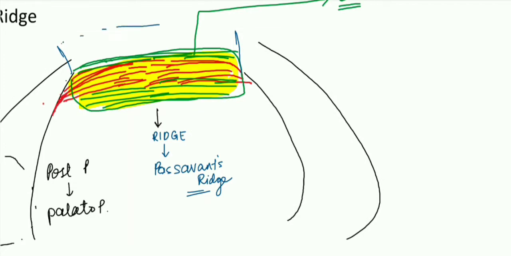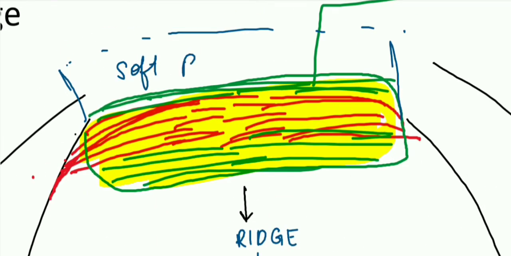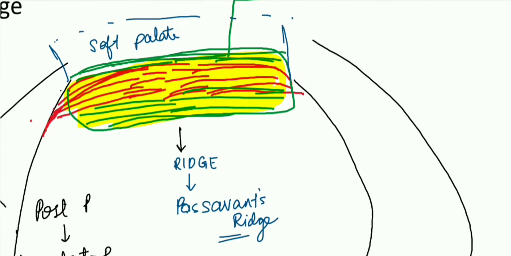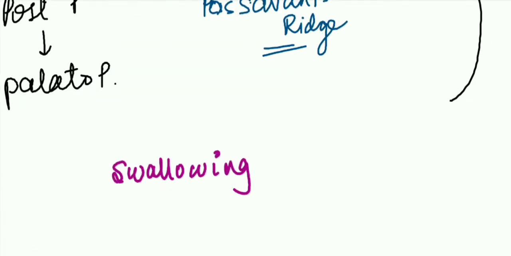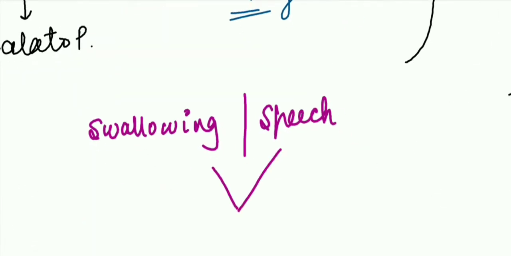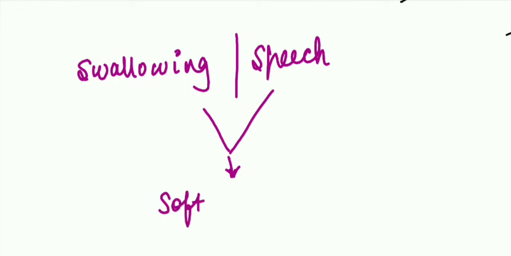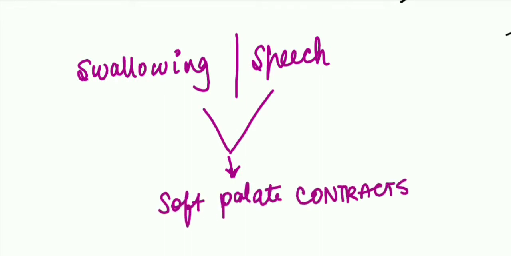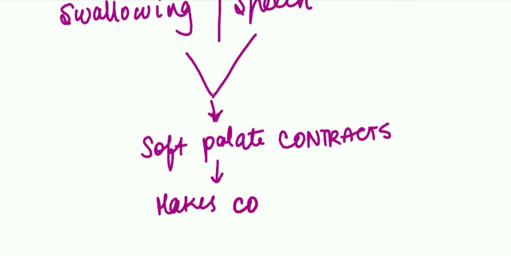Now try imagining the soft palate lying above. During swallowing and speech, the soft palate contracts, which makes it come in contact with the Passavant ridge.